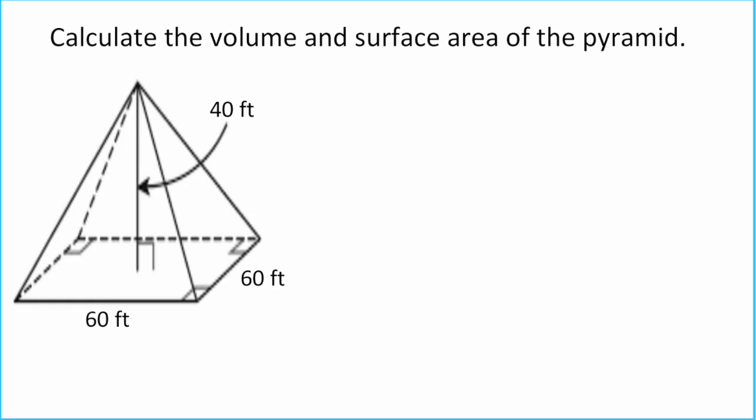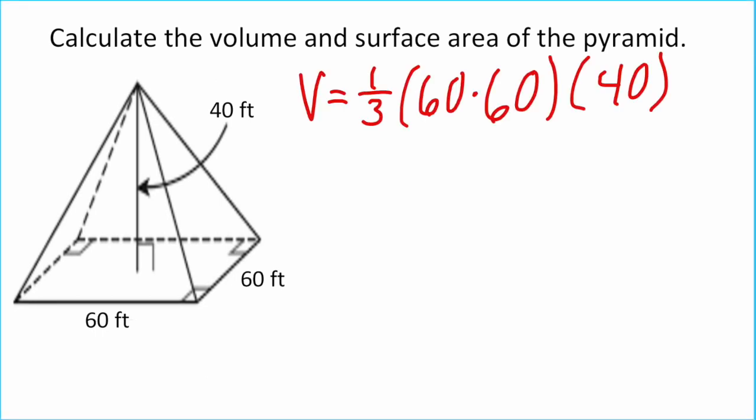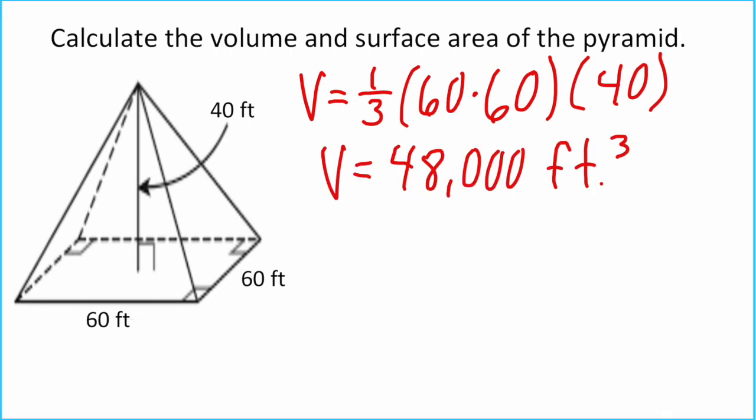Okay, last problem. This is our curious case of the square-based pyramid, and you're going to find both the volume and the surface area. Okay, this time I have everything I need to find the volume, so I'll go ahead and find that first. So that's going to be 1/3 times the base of 60 times 60 times the height of 40. And that simplifies to 48,000 cubic feet.